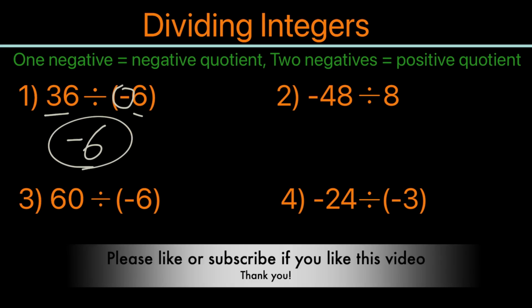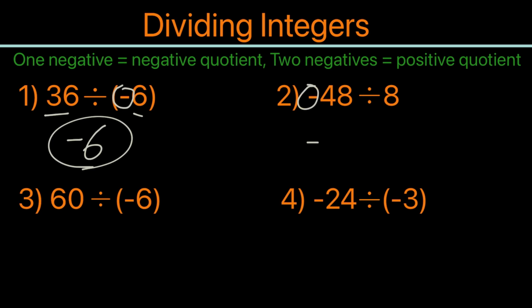For the second example, we have negative 48 divided by 8. And since the dividend is negative, that means that one negative will result in a negative quotient. So we can place a negative first, then 48 divided by 8. The answer is 6. So the answer is negative 6.